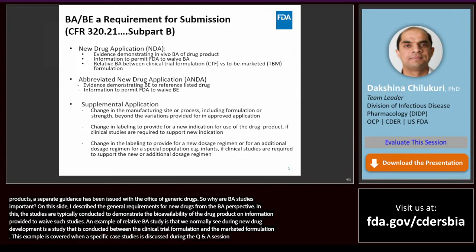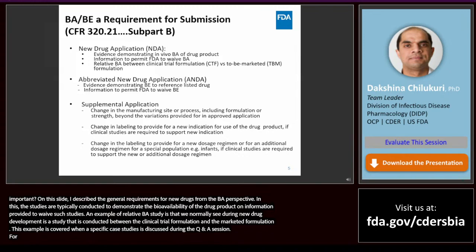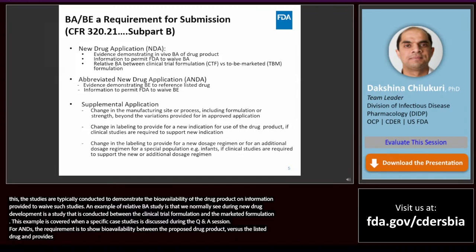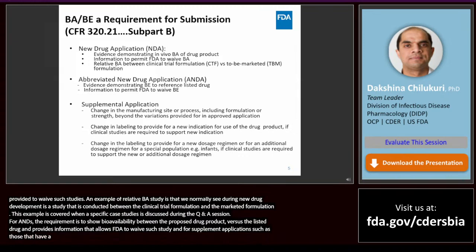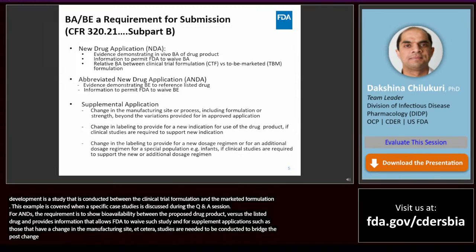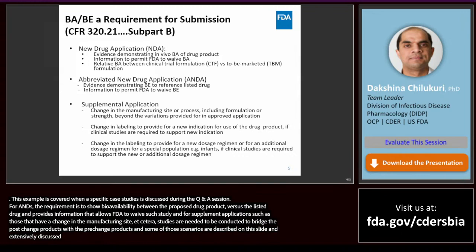For ANDAs, the requirement is to show bioequivalence between the proposed drug product versus the reference listed drug, or provide information that allows the FDA to waive such a study. And for supplemental applications, such as those where there is a change in the manufacturing site, studies are needed to bridge the post-change products versus the pre-change products. Some of those scenarios are described on this slide and extensively discussed in the guidance.